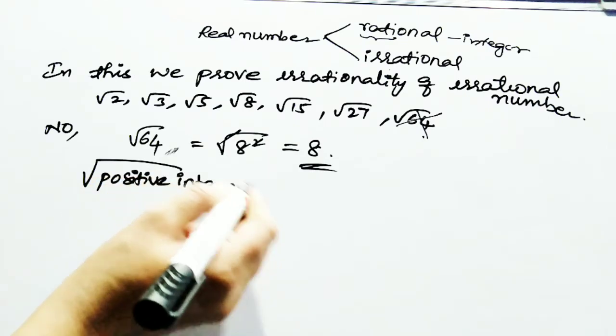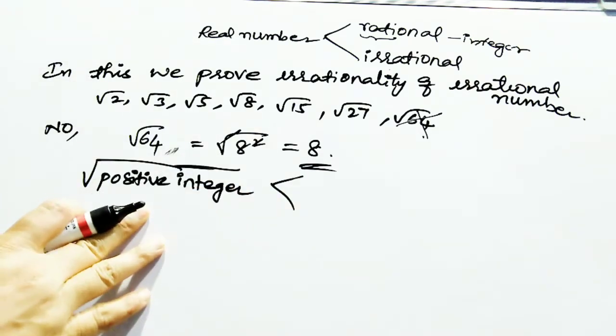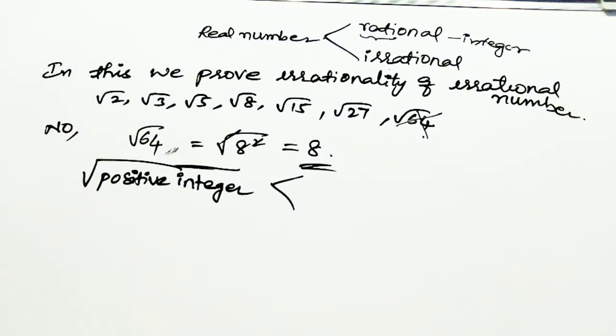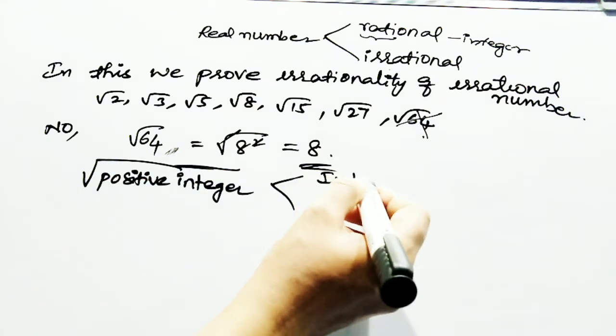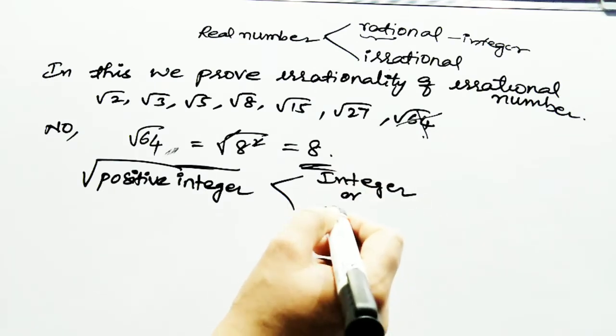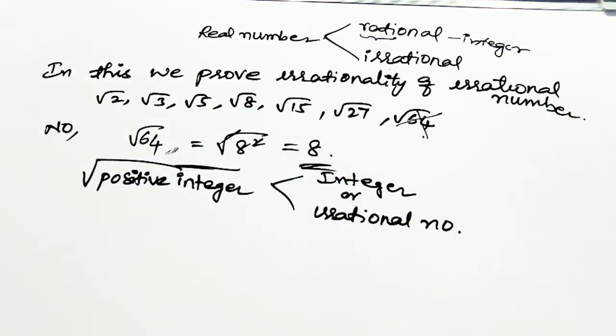The square root of a positive integer gives you two possible results. All positive integers are natural numbers, which you discussed in 9th class. So the square root of a positive integer gives a result that is either an integer or an irrational number. An integer is a rational number, but it is not necessary that a rational number must be an integer; besides integers there are other rational numbers.